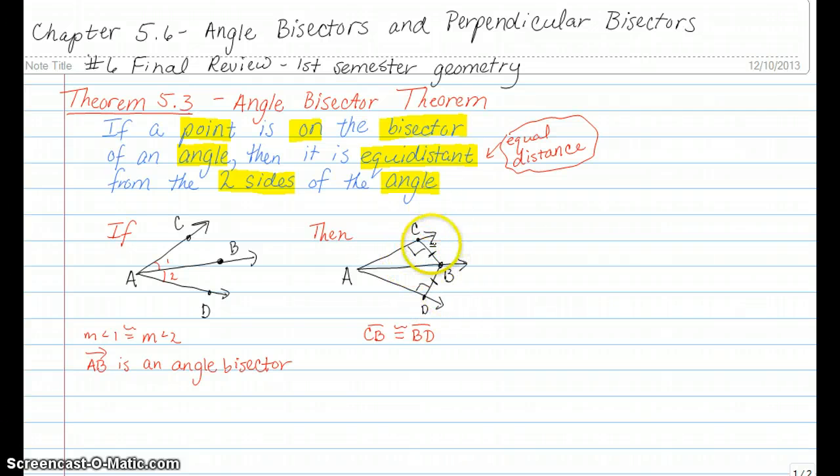One of the other things you should also notice is that the angle formed down here between this angle bisector and the side is going to be a right angle. So these two sides are congruent. These two angles right here, 1 and 2, are congruent. All right, let's go ahead and move down to you doing some examples.